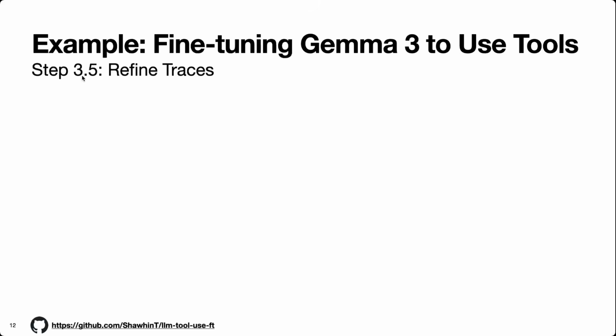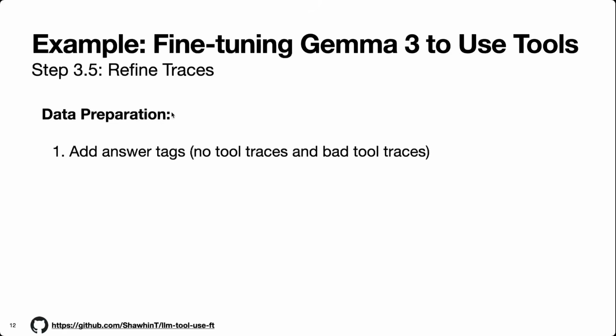Okay, so there's actually a bonus step between steps 3 and 4, which is to actually refine the traces and do a little bit of data prep. There were 5 things I did here. The first thing is I added answer tags to some of the traces. The no tool call traces didn't have the answer tags in them, so I manually added those. But then there were also a bunch of bad tool call traces. Basically, when I would look for an answer tag in some of the tool call traces, they were missing, so I had to manually add them.